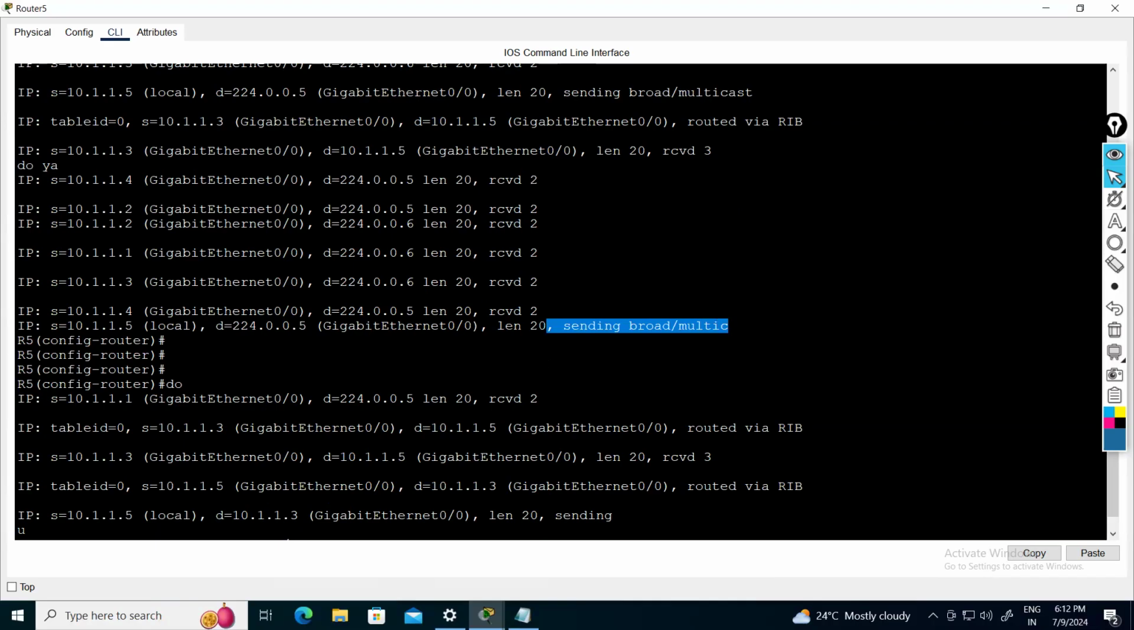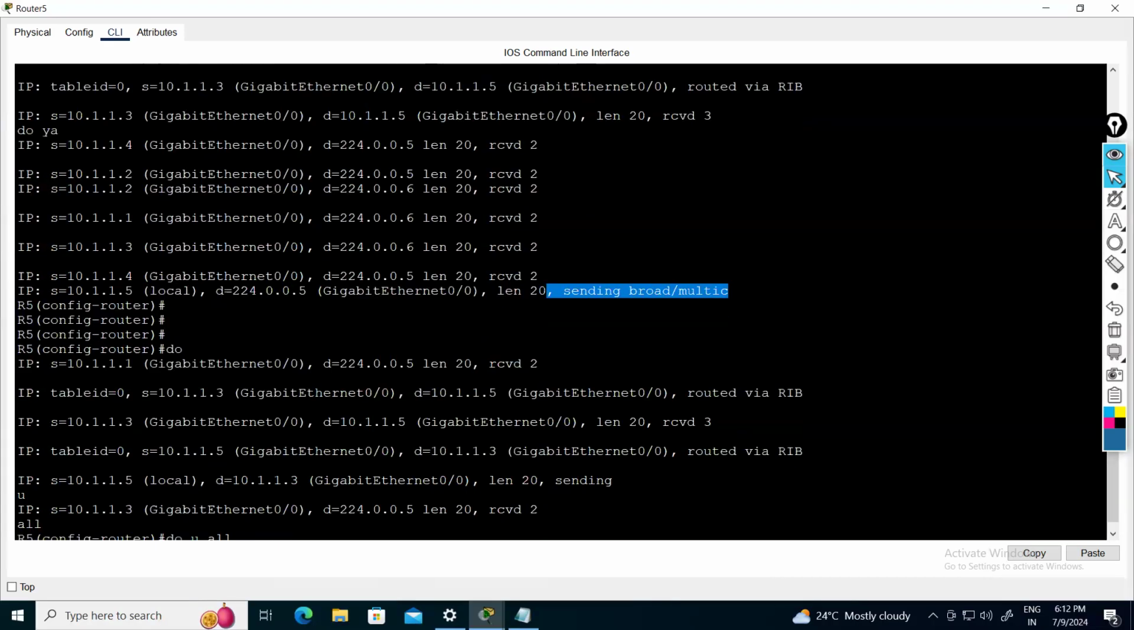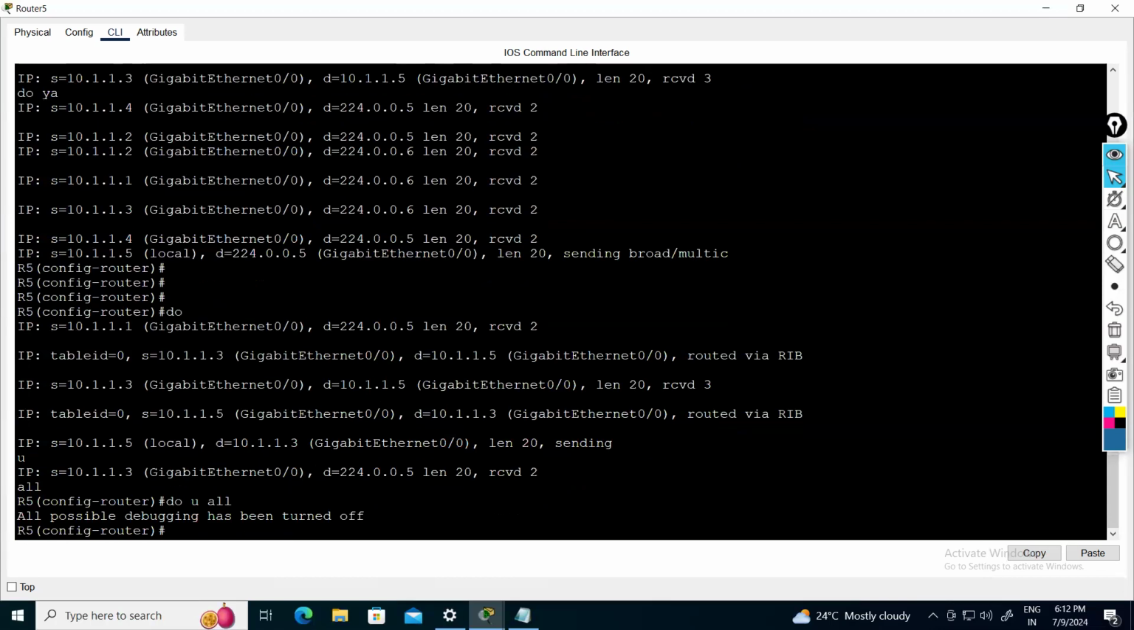So by applying OSPF, the router automatically gets the DR and BDR as 10.1.1.4 and 10.1.1.5, right? Correct, correct.